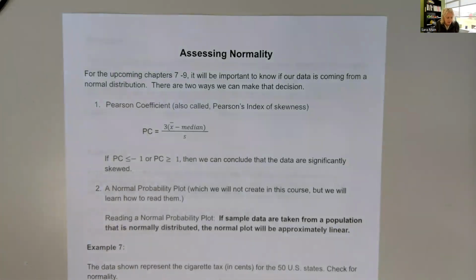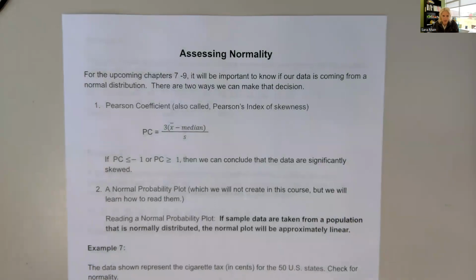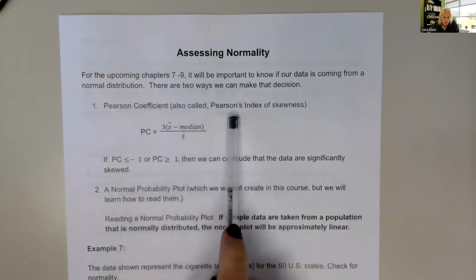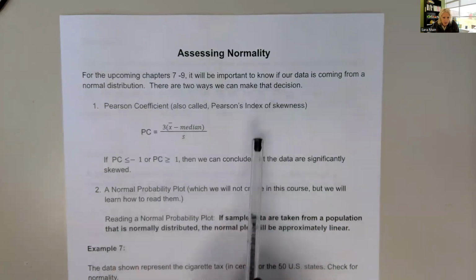So this is the second video for lesson 6.2. And for the upcoming chapters 7 through 9, we're going to need to be able to ensure that our data is considered a normal distribution if we're not already told so. There are two ways that we can make that decision. One of them is called the Pearson coefficient. It's also sometimes called Pearson's index of skewness.